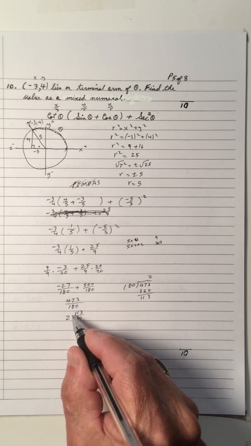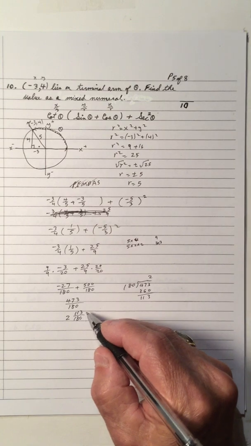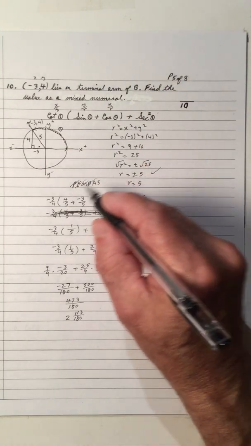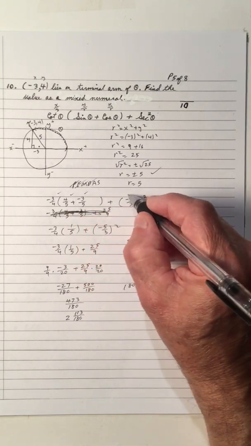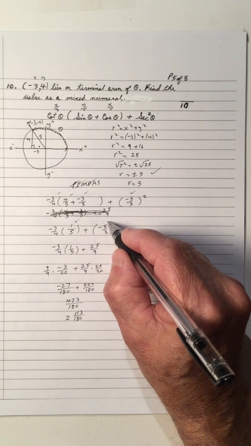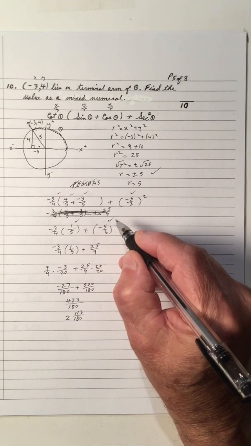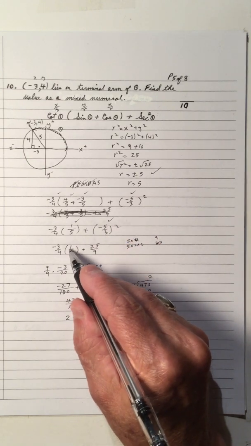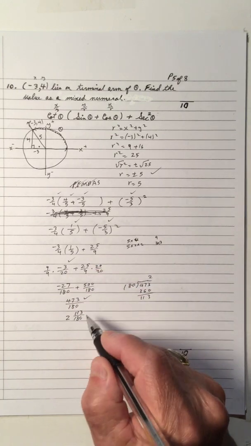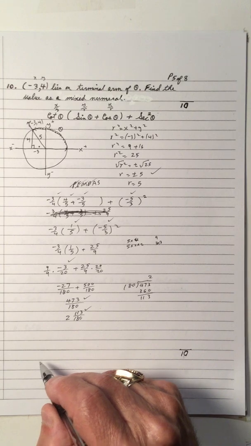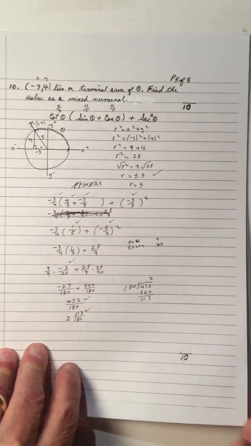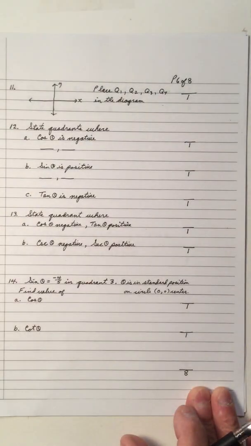We'll divide into these to reduce, but I want it as a mixed number. So there's 10 marks. If you got the radius, you got a mark. If you got each of these correct, you have a mark. If you did your parentheses, you got a mark. If you did your squaring, you got a mark. And if you multiplied, you got a mark. And if you simplified to here, you got a mark. And then if you got the final answer, so 10 altogether. 10 marks if you got 2 and 113 over 180.